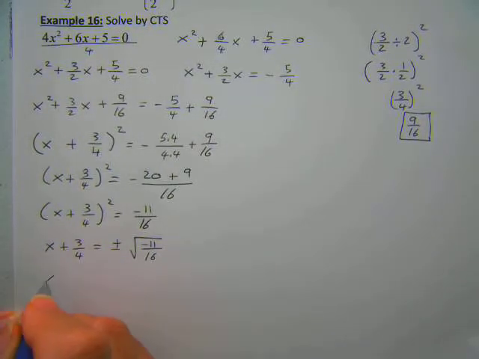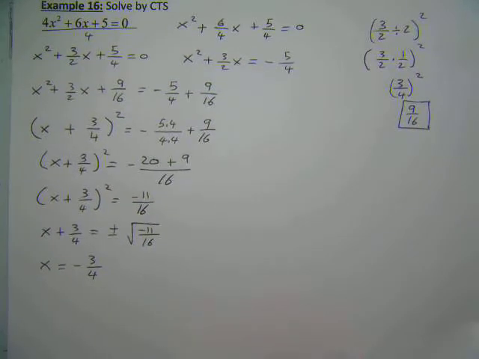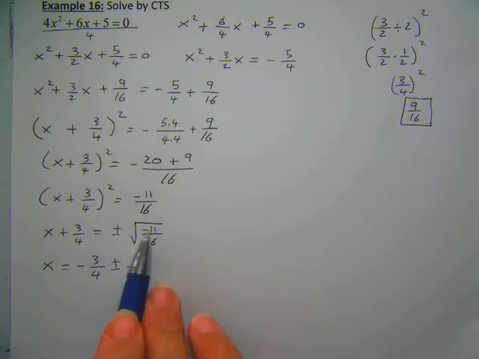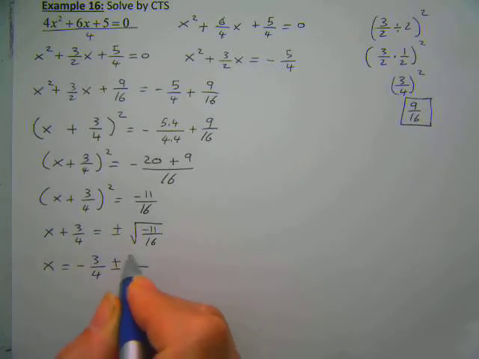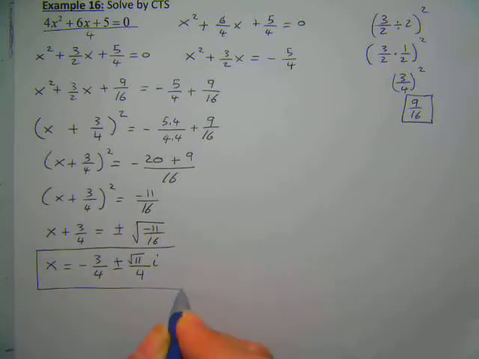Move the 3/4, so it's going to become negative 3/4. Now, plus or minus, the denominator 16 comes out from the square root as 4. And the square root of negative 11 is none other than the square root of 11 i.